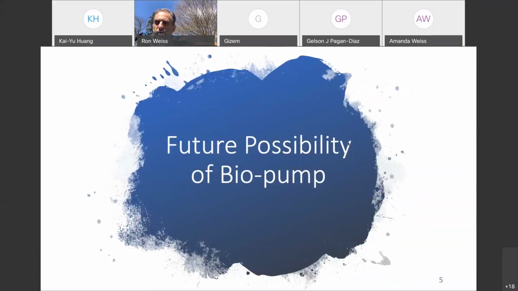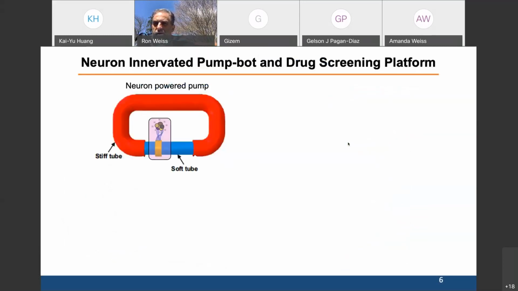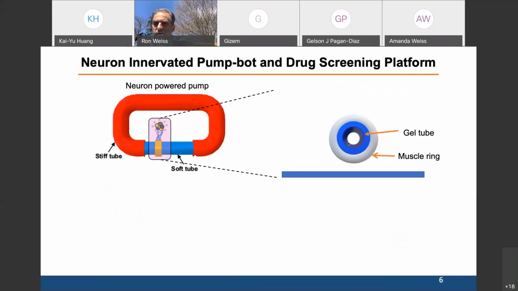So we are still thinking about the future possibilities of this pump bot. One possible way is that we want to combine it with neurons so that we can form neuromuscular junctions in these systems so that they can contract autonomously and more powerfully. But since this tube is suspended in the flow, it's quite hard to make a rigid way to connect the neurospheres and the tubes.